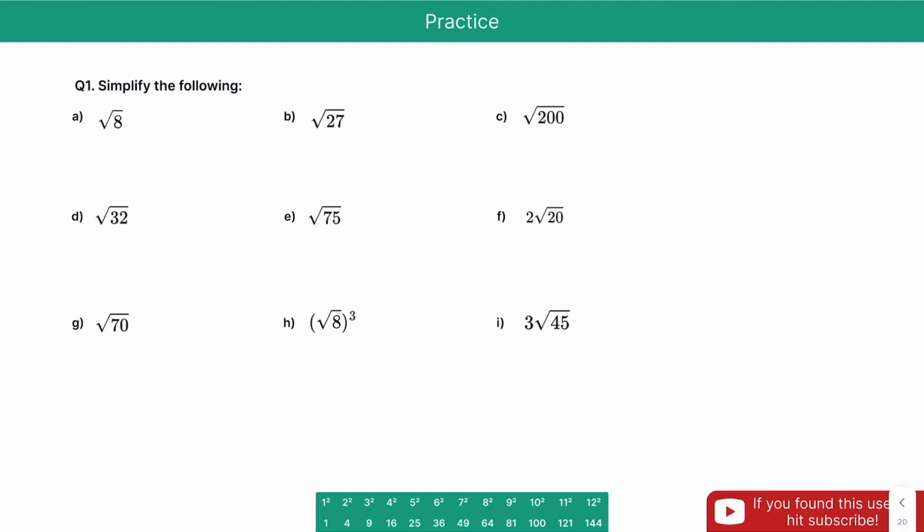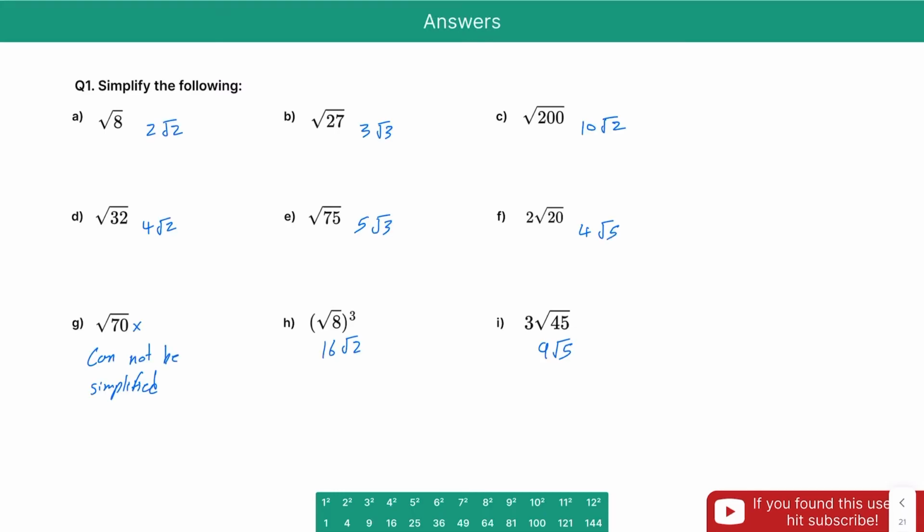So here's some practice questions for you to have a go at. Press pause and have a go. If you get stuck, rewind the video, watch the examples again. Here's the answers, mark your work.